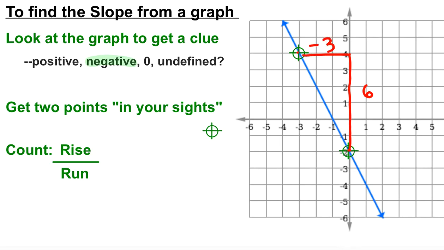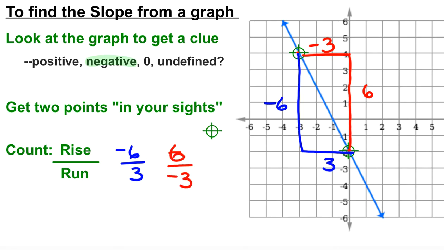And I went backwards 3, so I'm going to put a negative there. Some people might see this differently. Some people might see that we go down 6 and then forward 3. That's fine too. No matter which way we do it. So if we did rise over run like that, or like that, they both simplify to be the same thing.